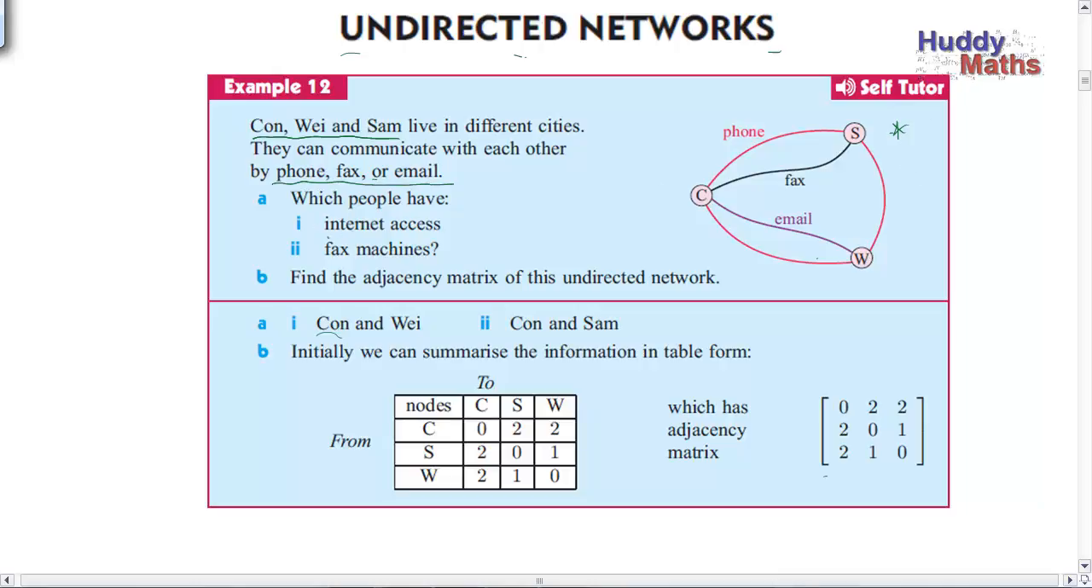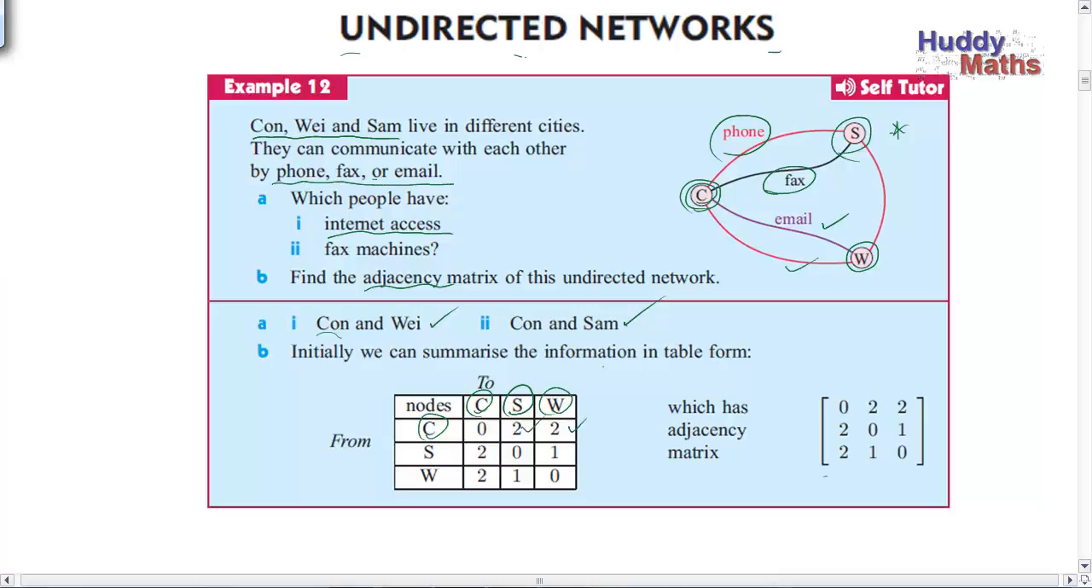So, which people have internet access? Let's have a look. This one and this one can be connected. So that's Con and Way. Which ones have fax machines? Con and Sam. Now find the adjacency or connectivity matrix of this network. Con to Con, no, he's already there, there's no connection. Con to Sam, let's go up here. How many connections? There's fax and phone. Con to Way, yes, email and phone.